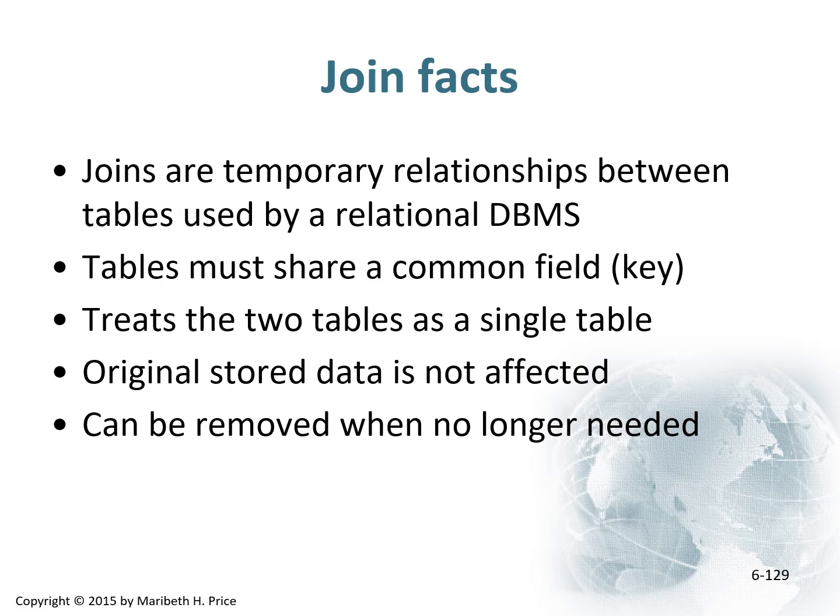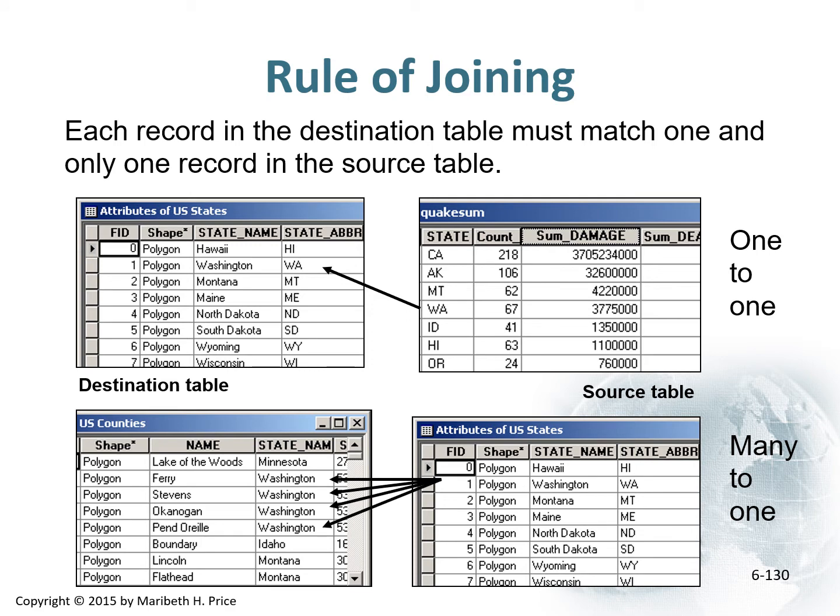Joins are temporary. You have to make them permanent if you want them to be permanent. They have to have a common field. It treats two tables as one. When you don't use them anymore, you can get rid of them. Rules of joining boil down to this. You can only join one thing with one thing, or one thing with many things, but you can't join many things to one thing because it doesn't work, because you only got one box.